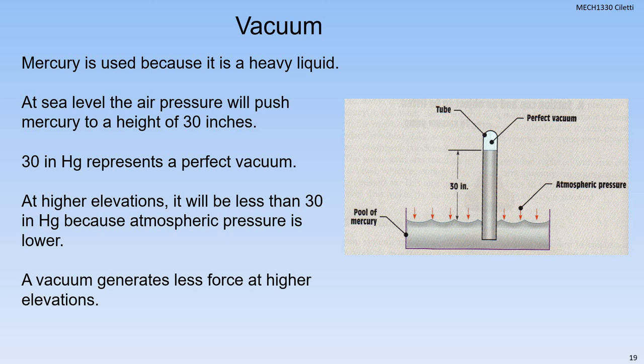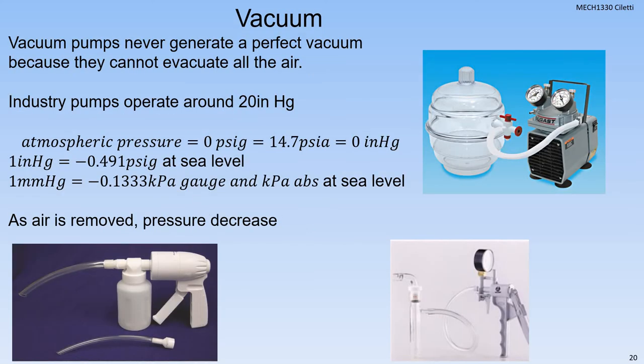So 30 inches of mercury represents what we call a perfect vacuum. At higher elevations, it's going to be less than 30 because the atmospheric pressure is not as high, right? We're up on a mountain, all right? There's not as much atmosphere over it. A vacuum generates less force at higher elevations because we aren't going under as much atmospheric pressure.